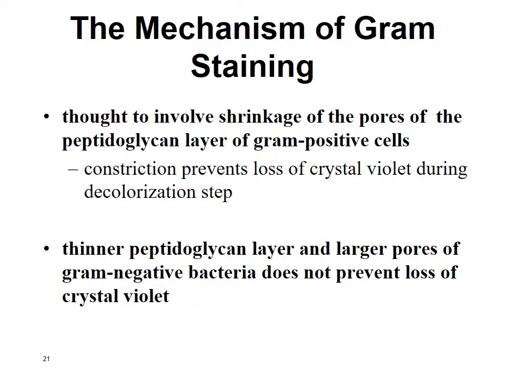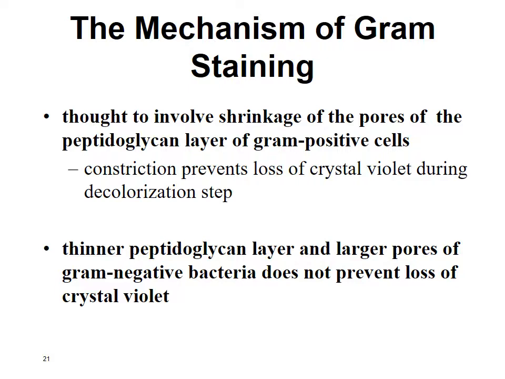Now that we understand the differences in cell wall structure between gram-negative and gram-positive bacteria, we can start to understand the mechanism of gram staining, which distinguishes between those two groups. It seems likely that the difference between gram-positive and gram-negative bacteria is due to the physical nature of their different cell walls. It's important to note that the peptidoglycan itself is not stained. Instead, it seems to act as a permeability barrier, preventing the loss of crystal violet stain.